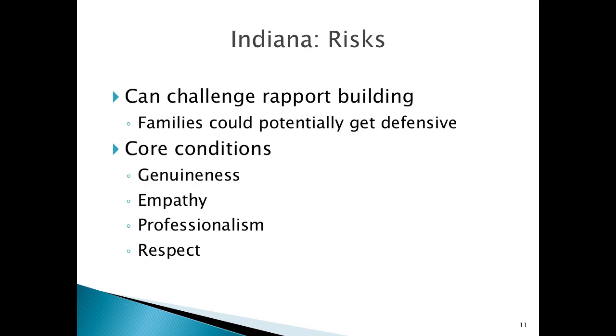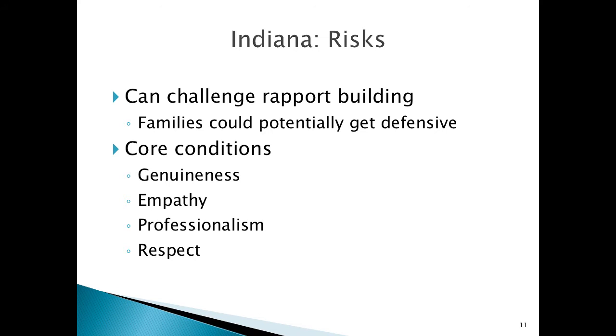So when we talk about risks, what we know is that it can challenge rapport building. And we found that to probably be the biggest risk in completing the family network diagrams because families could potentially get defensive when they're being asked about their family and social connections.